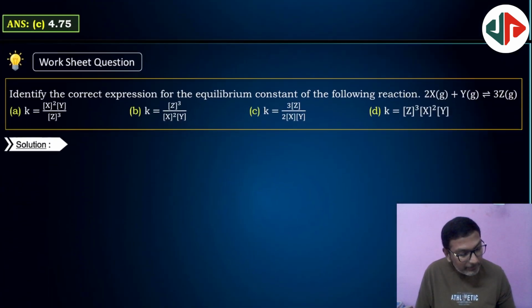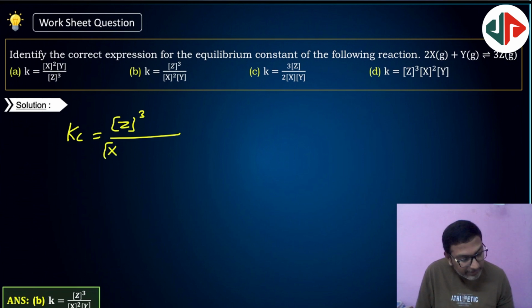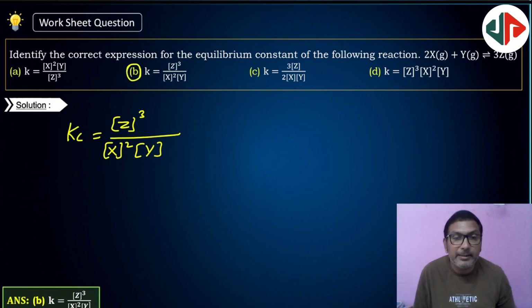Next. Identify the correct equilibrium constant. Kc can be written as products by reactants. So Z concentration cubed by X concentration squared into Y concentration power 1. That means Z cube by X square into Y, which is present in option B. Simple.